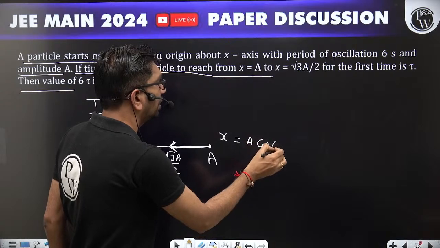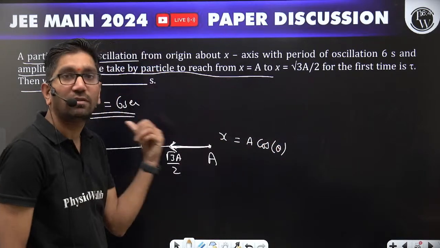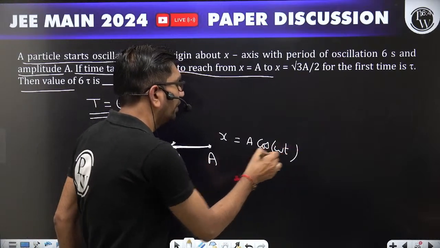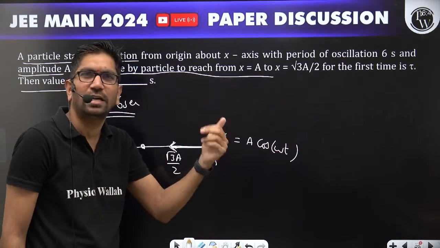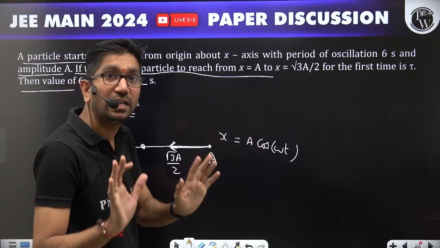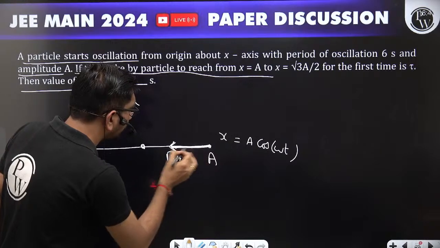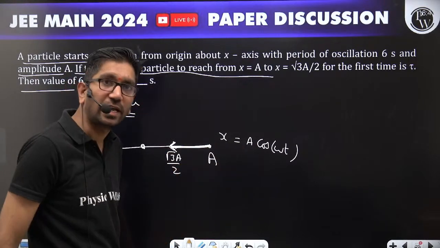A cos theta, we get, right? A cos omega t. If a phase is present, A cos omega t plus pi you get. Is it clear? Now, see here, you are getting a cos theta, right?